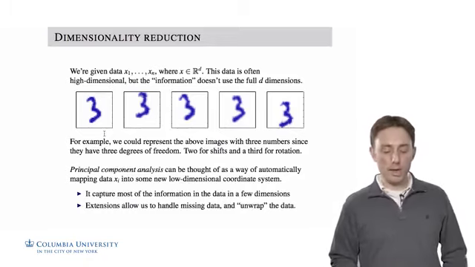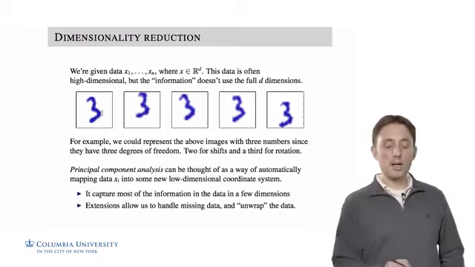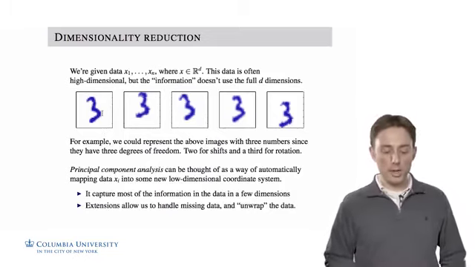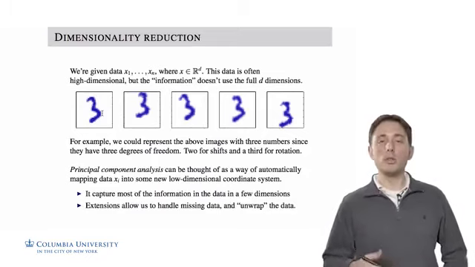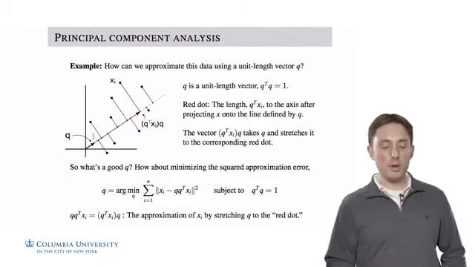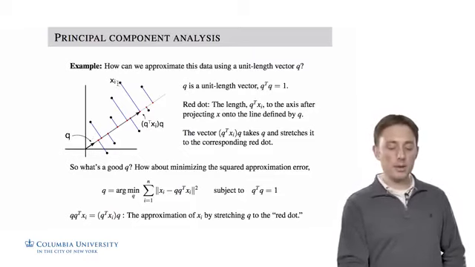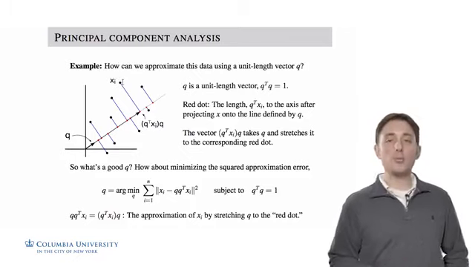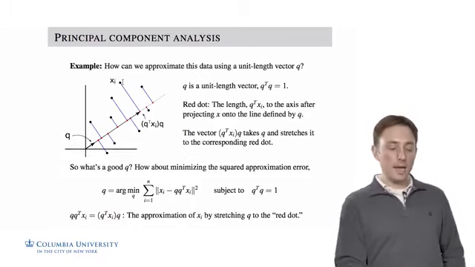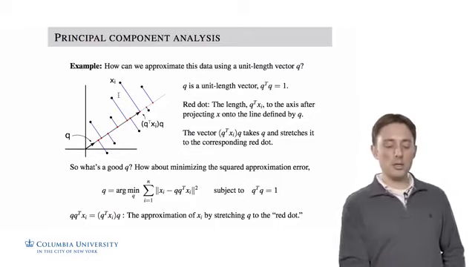Principal component analysis can be thought of as a way for automatically learning a mapping from this high dimensional space to a low dimensional space such that we capture all of the information from the high dimensional space. To discuss principal component analysis, it helps to think of a toy example. How can we take this data set of these points in 2-dimensional space? Each point, for example xi, is represented by 2 numbers that gives this point here. And we want to take a vector q of unit length and represent each of these points in terms of the vector q.